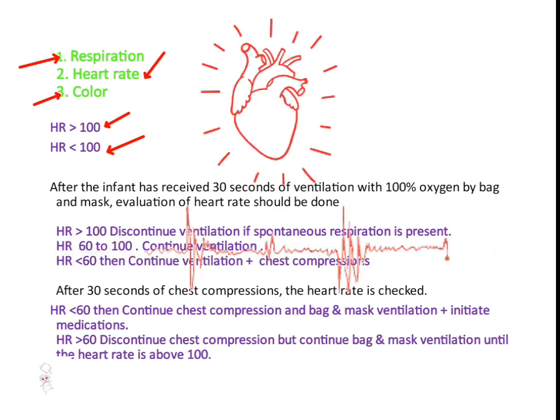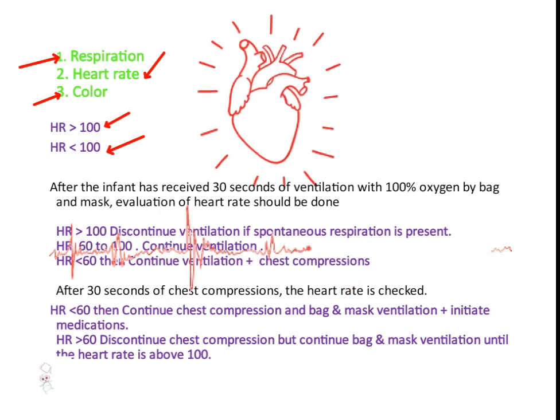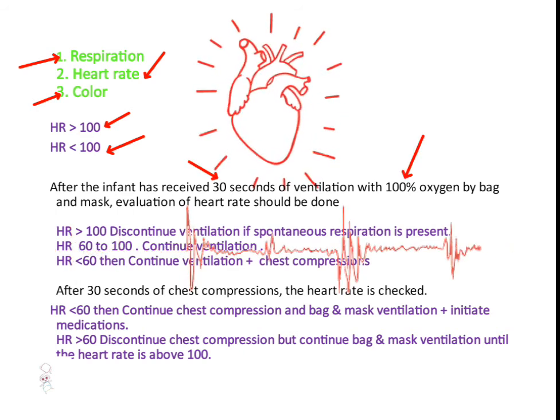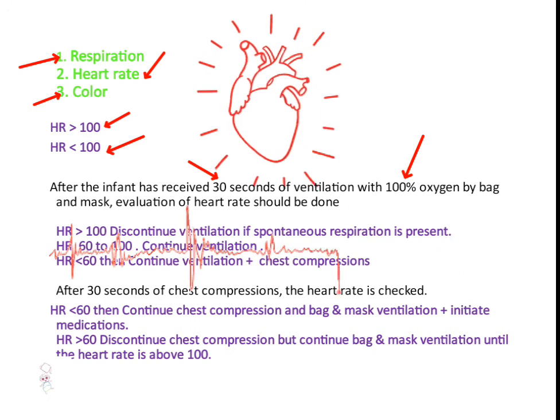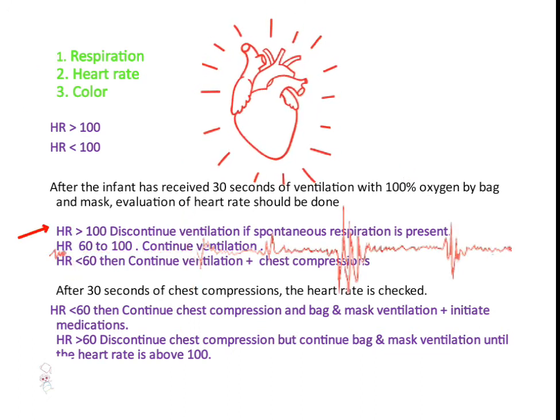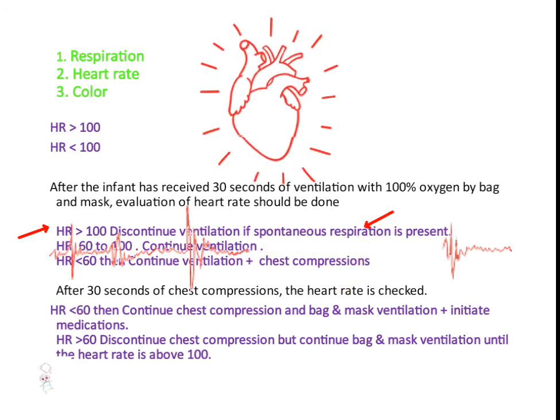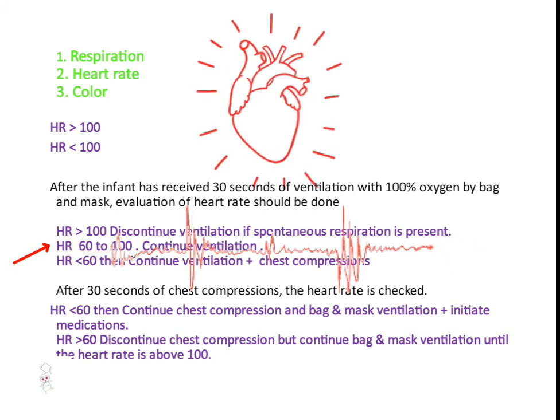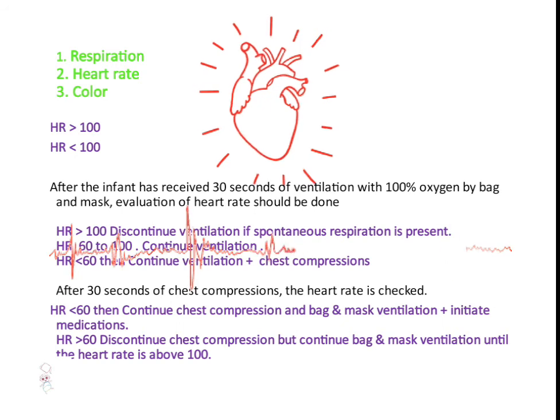is needed. After the infant has received 30 seconds of ventilation with 100% oxygen by bag and mask, evaluation of heart rate should be done. If heart rate is more than 100, discontinue ventilation if spontaneous respiration is present. If heart rate is between 60 to 100, continue ventilation. If below 60, continue ventilation plus chest compressions.